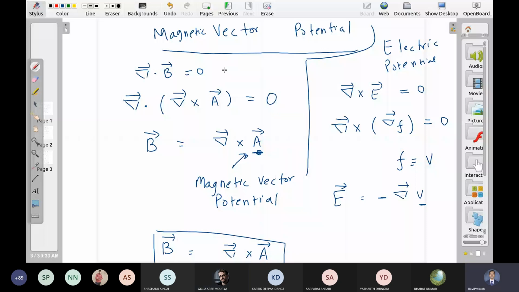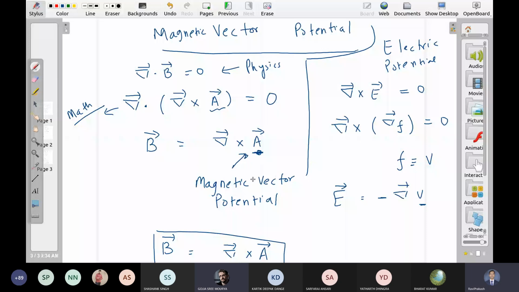This is math. It has no connection with physics. Divergence of curl of any quantity is always 0. Now if I just compare these two, it says that you can write the magnetic field as curl of something. And that something now gets a name, magnetic vector potential.